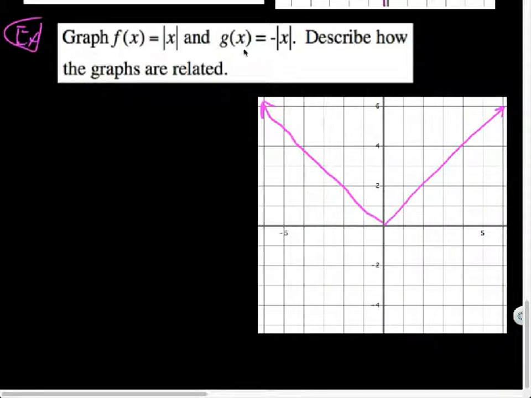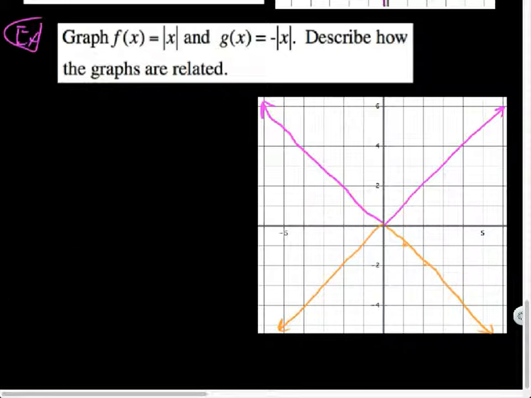So what would g of x, the opposite of the absolute value of x, look like? Upside down, right? So for a positive 1, now it would be negative 1. For a positive 2, now it would be negative 2. So the g of x function would be the negative absolute value graph.